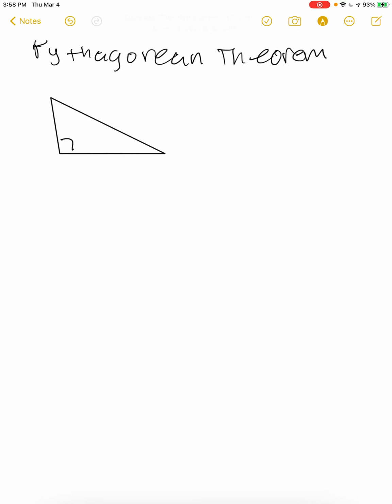So if this is our right triangle, we start by labeling this side leg A, this side down here is leg B, and the hypotenuse will always be leg C. So for A and B, it doesn't really matter because those can be the same, but the hypotenuse always needs to be what A squared plus B squared is equal to.